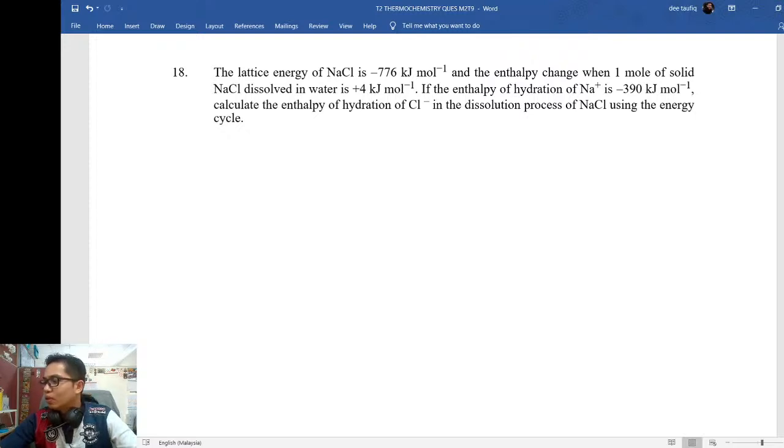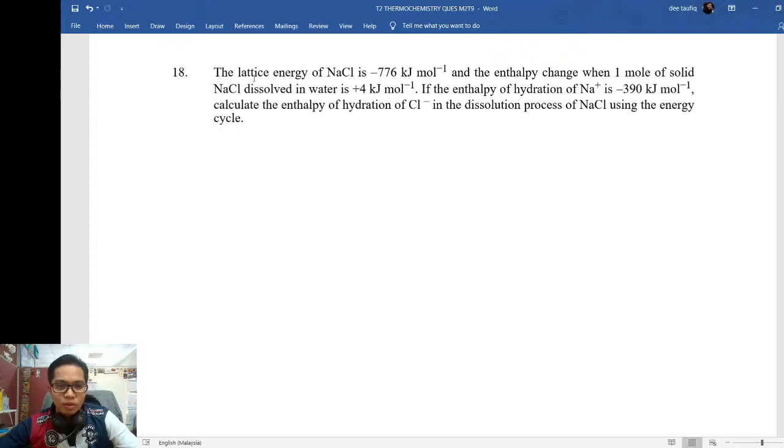Okay, so on the screen, say the lattice energy of NaCl is negative 776 kJ per mole, and the enthalpy change when 1 mole of solid NaCl is dissolved is positive 4 kJ per mole. If the enthalpy of hydration of Na plus is negative 390, calculate the enthalpy of hydration of Cl minus. Banyak ayat dia ni, okay.